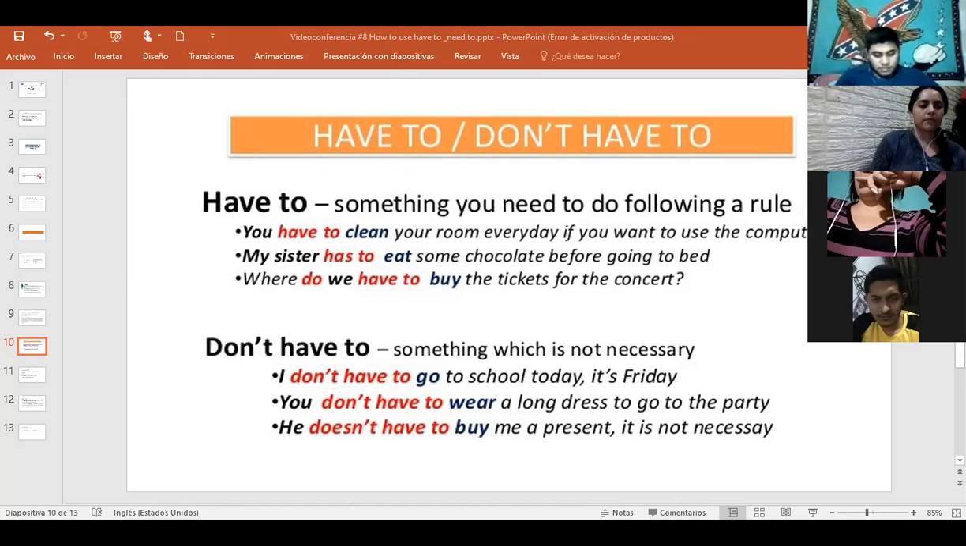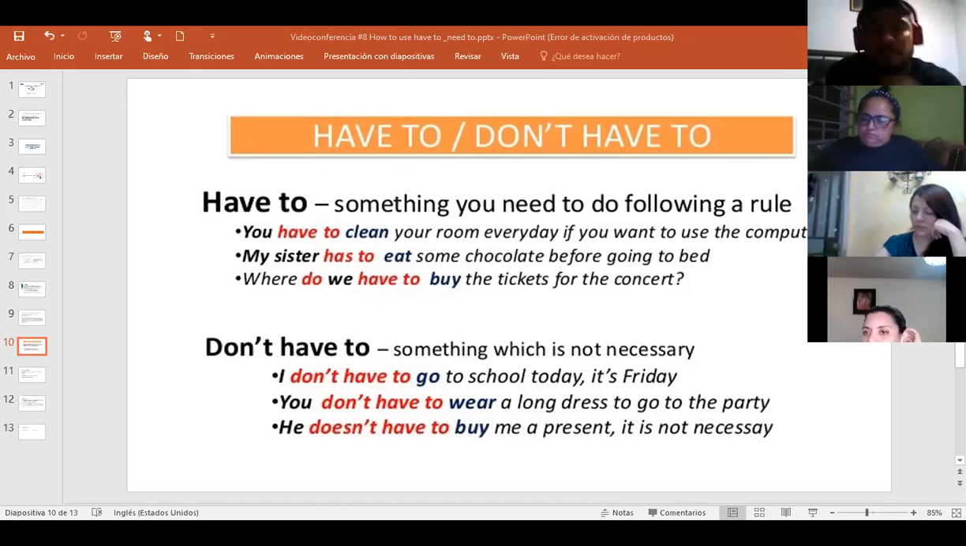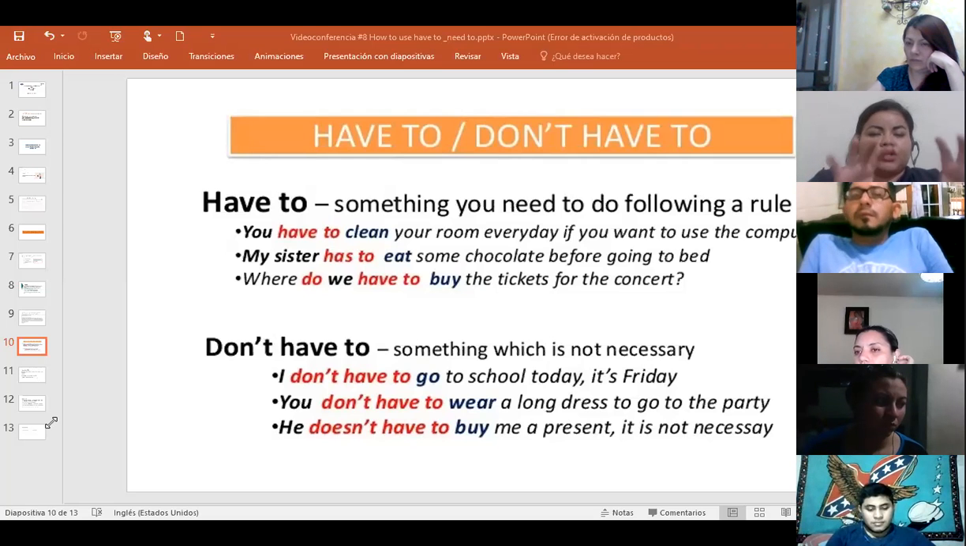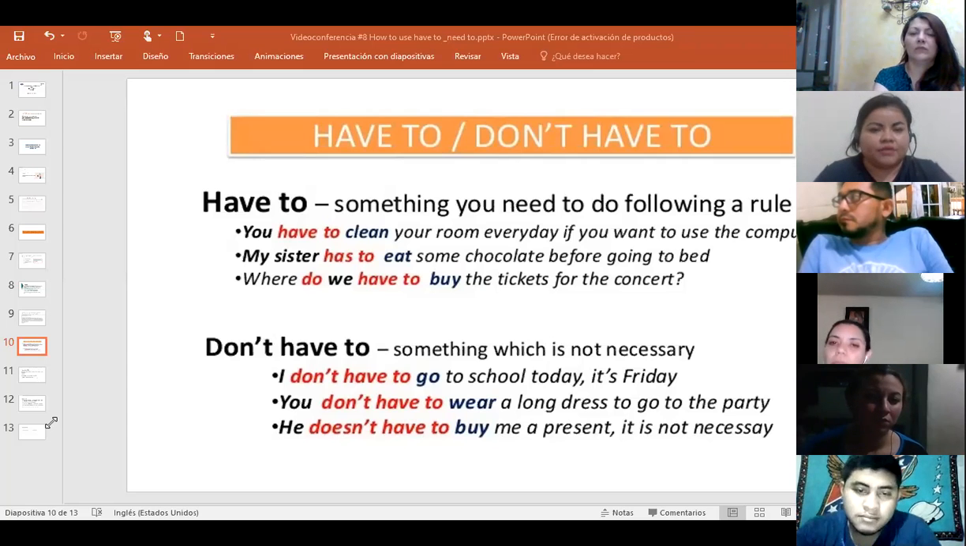For example, in this class, you have to keep your camera open, right? You have to open your camera in this class. We can say you have to put your complete name. Son reglas que debemos seguir, right? That's what we have to.